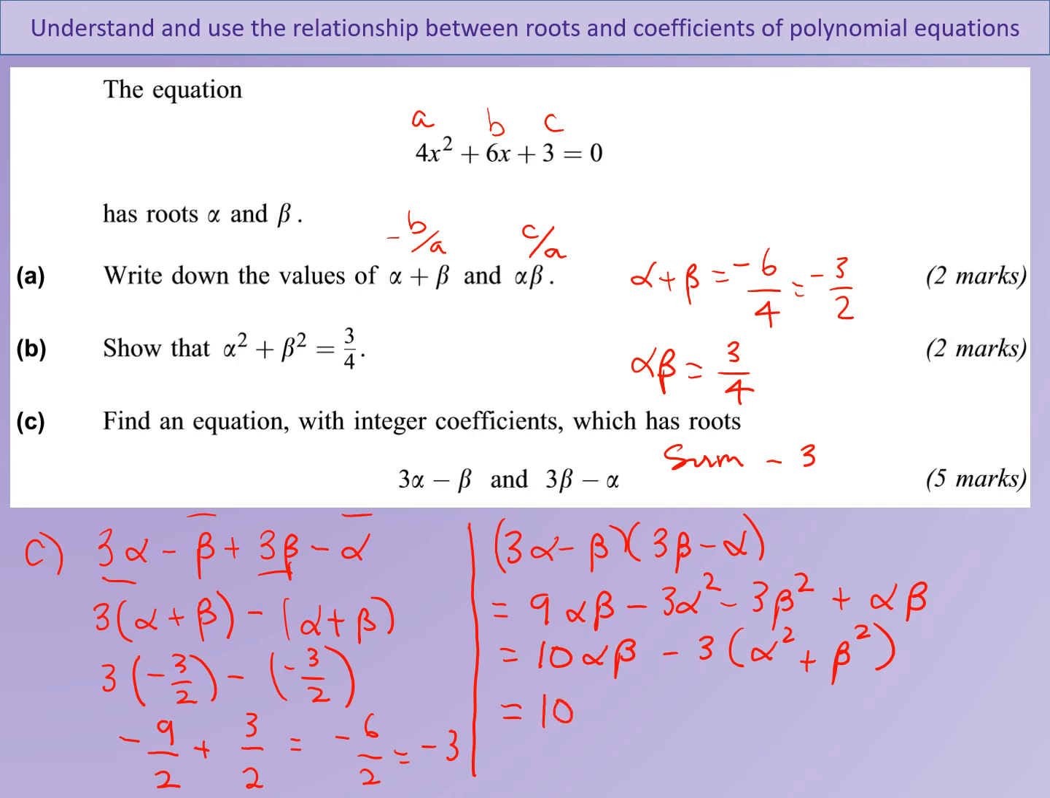So we have 10 lots of 3/4 minus 3 lots. Now alpha squared plus beta squared from part B is 3/4. And simplifying this gives us 30 over 4 minus 9 over 4, which is 21 over 4.